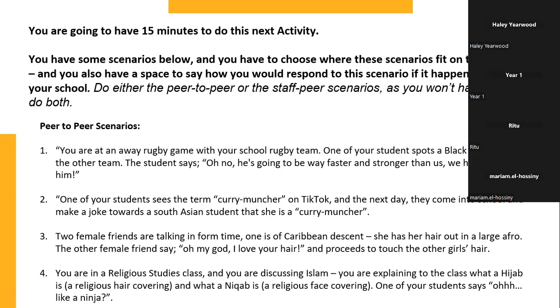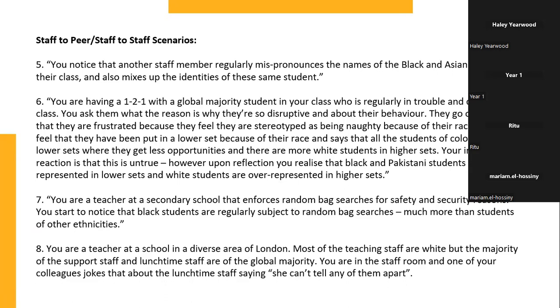And then I think we're going to go to the staff-to-peer ones, or staff to staff. So you notice that another staff member regularly mispronounces the names of the Black and Asian students in their class, and also mixes up the identities of these same students. Number six, you're having a one-to-one with a global majority student in your class who's regularly in trouble and disruptive. You ask them what the reason is, why they're so disruptive, and about their behavior. They go on to explain that they're frustrated because they feel stereotyped as being naughty because of their race. They also feel that they have been put in a lower set because of their race, and that all students of colour are in the lower sets where they get less opportunities, and there are more white students in higher sets. Your initial reaction is that this is untrue. However, upon reflection, you realise that Black and Pakistani students are overrepresented in lower sets and white students are overrepresented in higher sets.